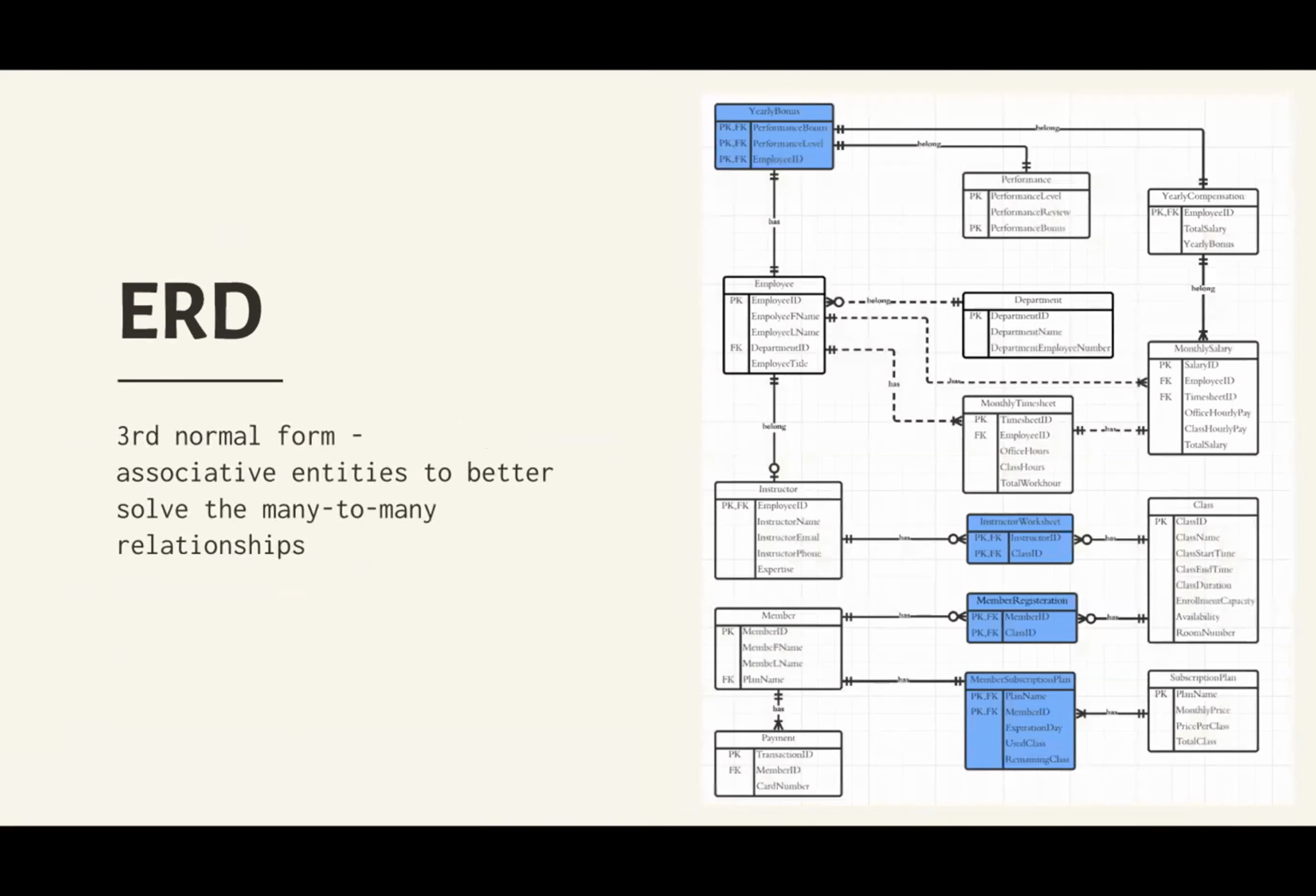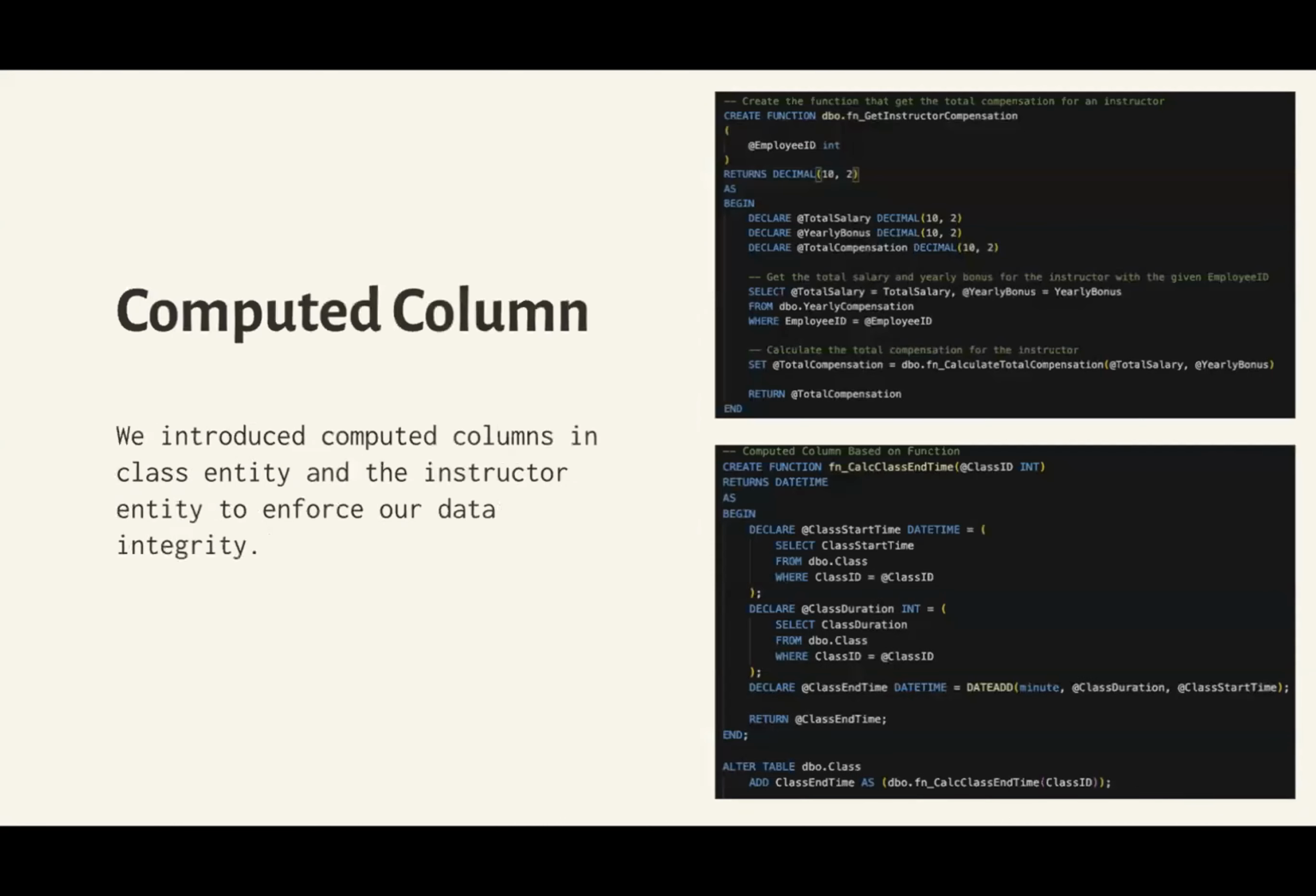To comply with the third normal form, we introduced associative entities to better solve the many-to-many relationships between their parent entities. By conforming with third normal form, we anticipate our fitness parts management system can greatly improve the employee and member management for the business and maintain efficiency when querying data for the business needs. Next, please. We also introduced computed columns in the class entity and the instructor entity to enforce our data integrity.